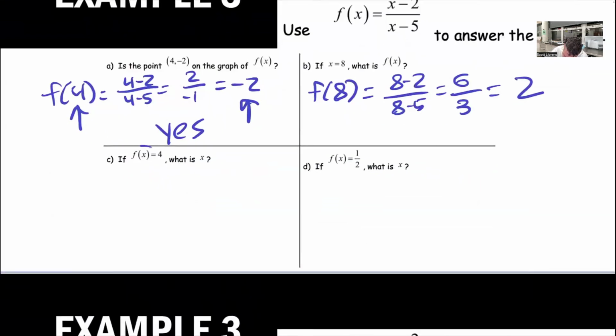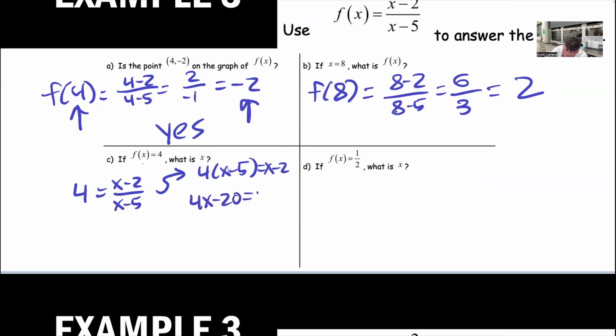Now they're saying if f of x equals 4, what's x? So what goes in to produce an output of 4? We're going to say 4 equals x minus 2 over x minus 5, and we're going to work to solve that. We start off by cross multiplying, which would give us 4 times x minus 5 equals x minus 2. That's going to be 4x minus 20 equals x minus 2, which would be 3x equals 18, or x equals 6. So when 6 goes in, 4 goes out.